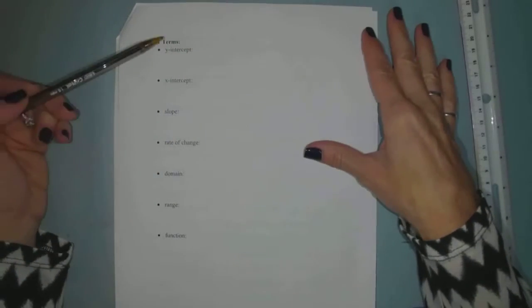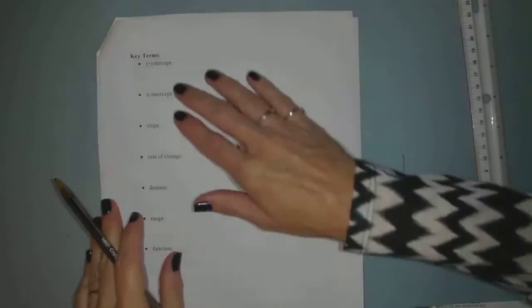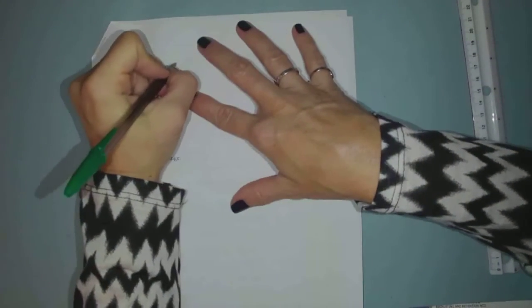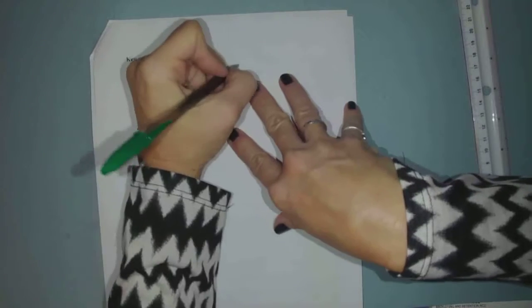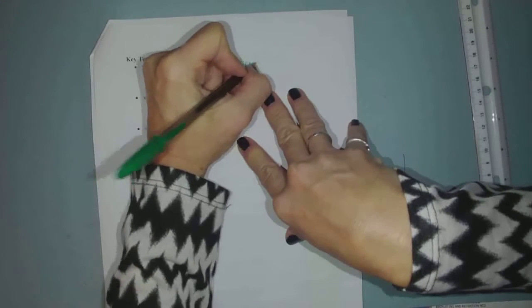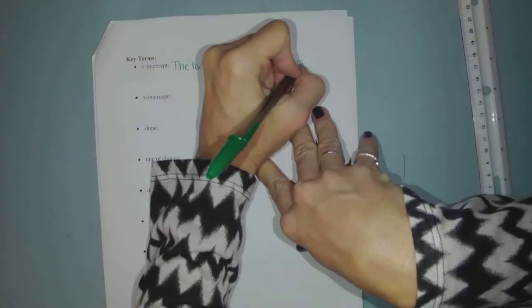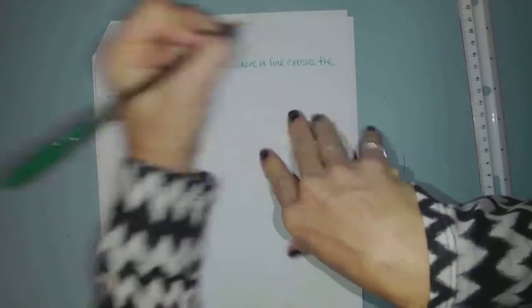Okay, last page here is just some key terms. We're going to talk about these throughout the chapter, so we're just going to define these right now, based off the lesson we've just gone through. So I just talked about y-intercept. So let's write this definition down for y-intercept. Y-intercept is the location where a line crosses the y-axis. The location where a line crosses the y-axis. Key is the crosses the y-axis.